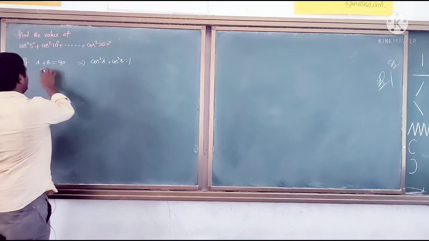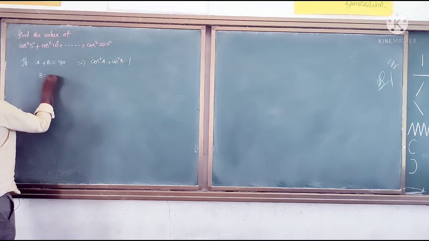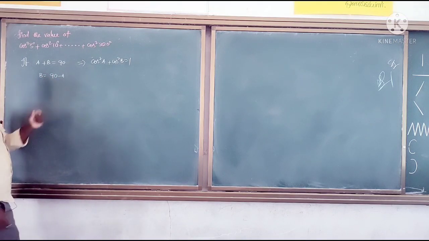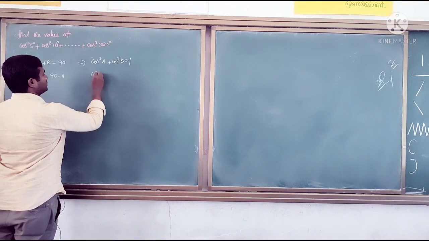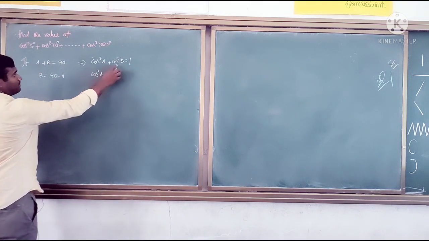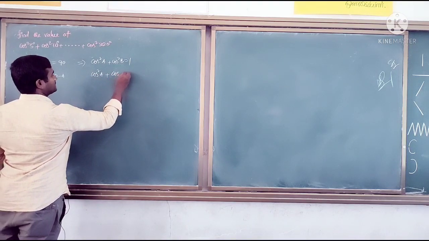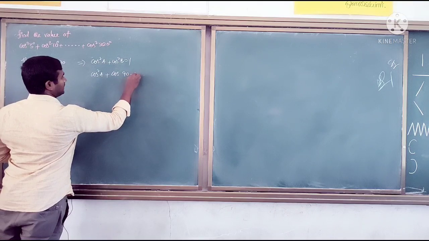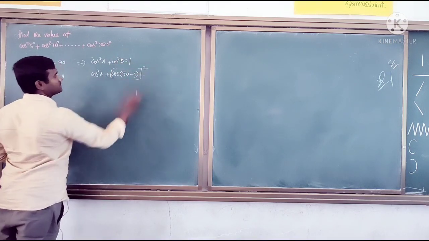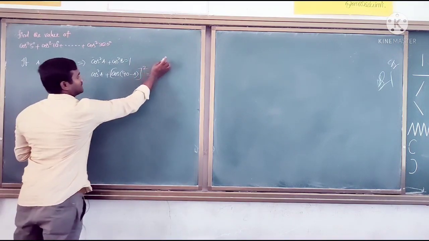If A plus B equals 90, then B equals 90 minus A. So cos square A plus, in the place of B, I am writing cos of (90 minus A) whole square, which is equal to 1. Let us prove that.